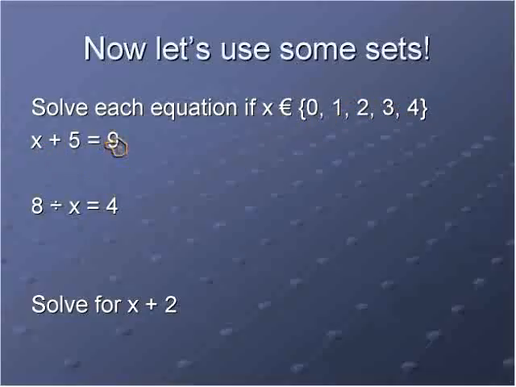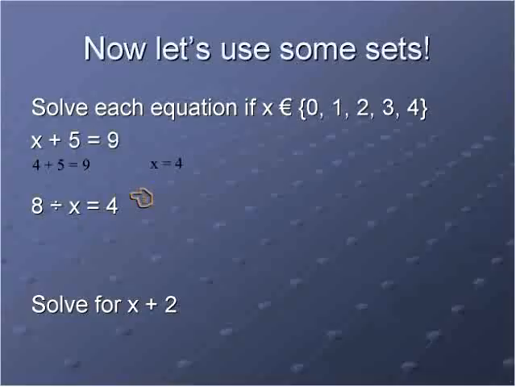Let's try 0. 0 plus 5 is not equal to 9. 1 plus 5 is 6, so it's not 9. 2 plus 5 is 7. 3 plus 5 is 8. 4 plus 5 is 9. There is the number. We found the solution, x is equal to 4, from this set. So we can write that down as well: x is equal to 4.